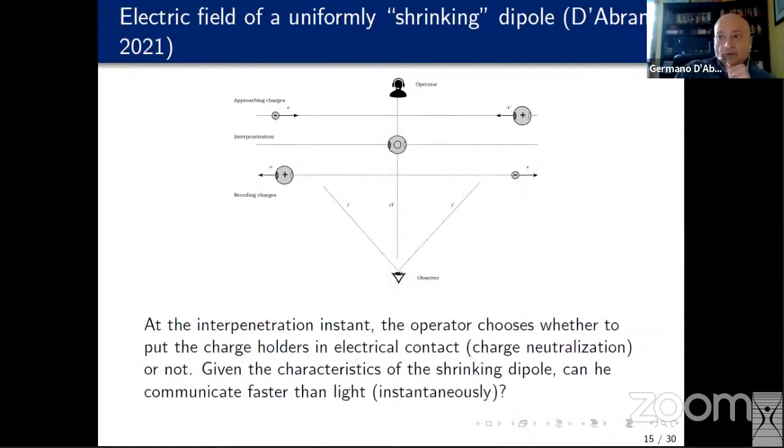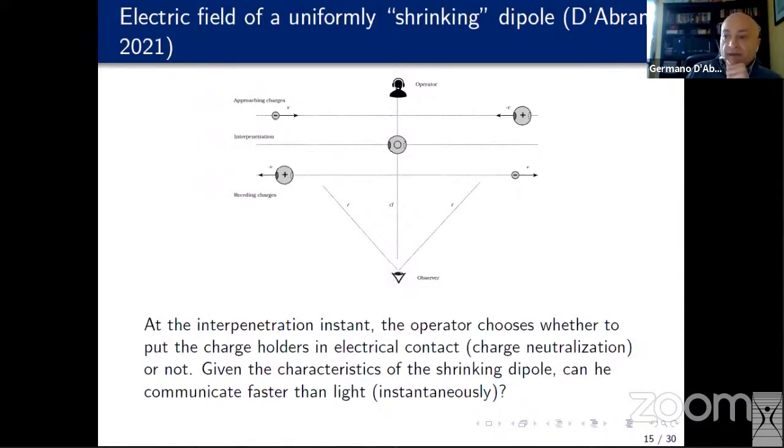Now, it's easy to figure out a modification of the shrinking dipole described before, that seems to allow faster than light, instantaneous actually, communication of information. Suppose there is an operator at the meeting point here who decides at his own will whether to put the charges in electrical contact or not at the interpenetration instant. If the operator chooses to put the charges in electrical contact, from this moment onward, the field remains equal to zero at every point in space.